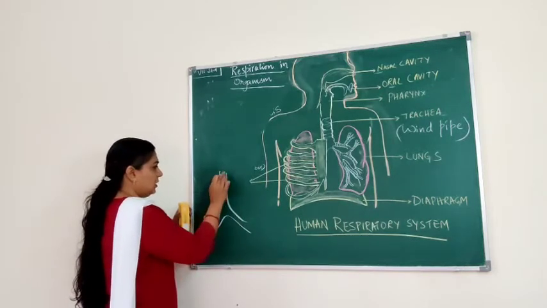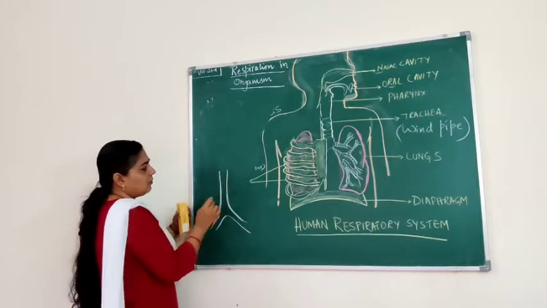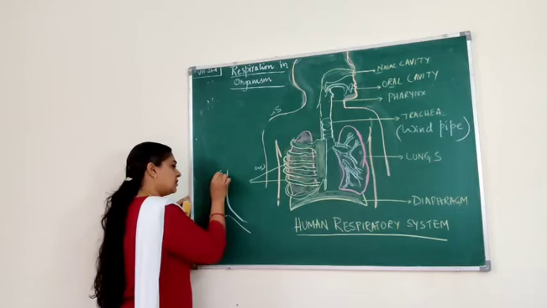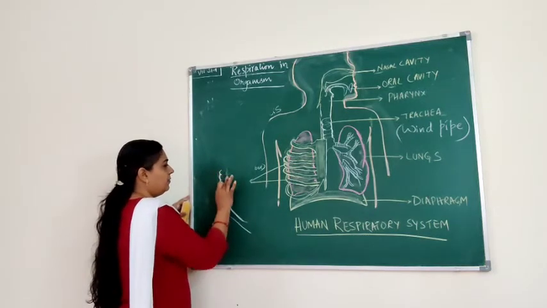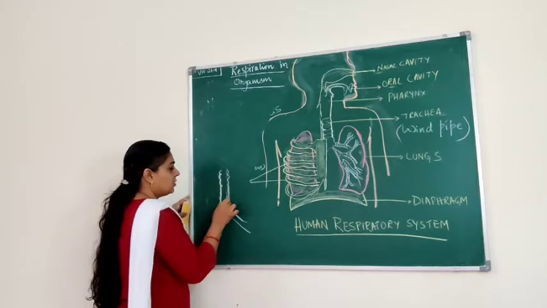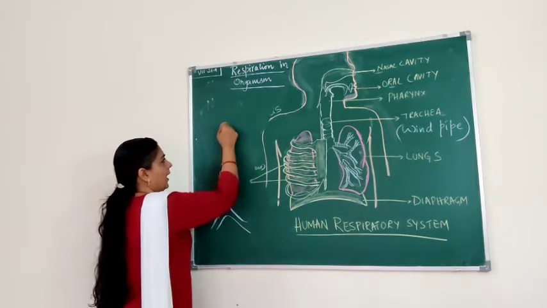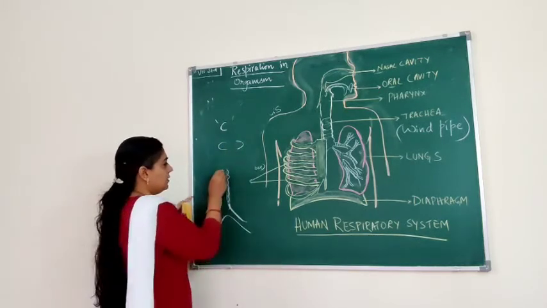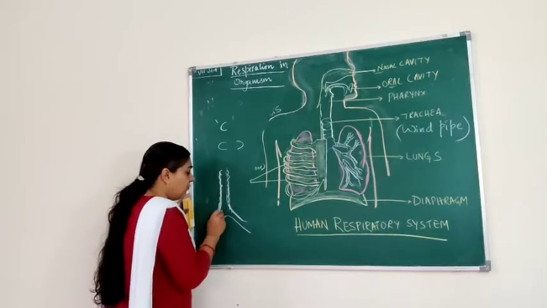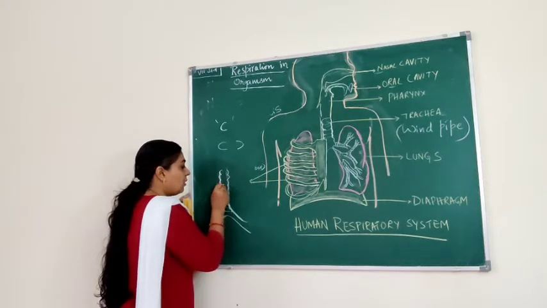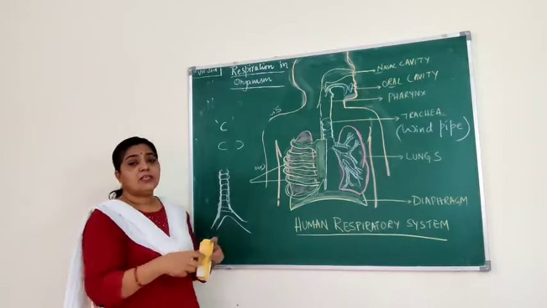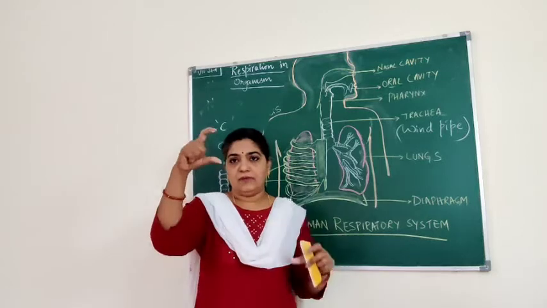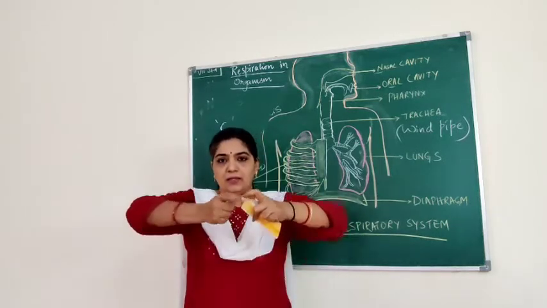It's a tube-like structure. Whenever we draw trachea or windpipe, we should always draw this structure. That is the alphabet C. One C here, another C here, like this. This structure we always have to draw. Why do we draw this? Because that is how the trachea is present. If this is one C, one more C, it stays like this.